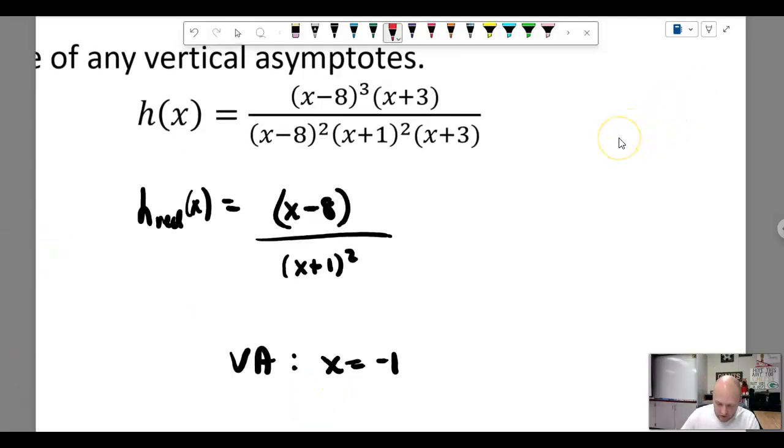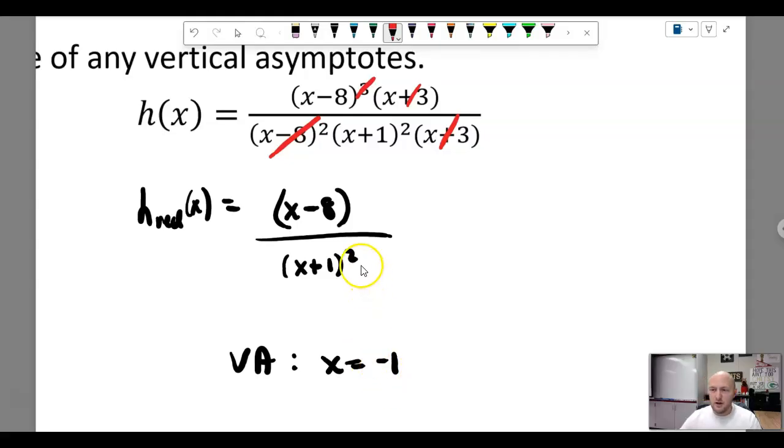Okay, looking at this function, x minus 8 factors cancel. We still have 1 in the numerator. That's going to be a hole at 8. And then we have an x plus 3 that cancels. That's going to be a hole at -3. And then I have this x plus 1 squared in the denominator. That's going to give you a -1.